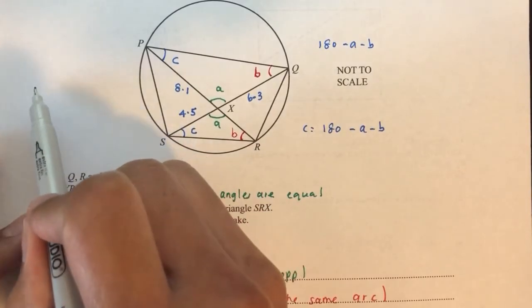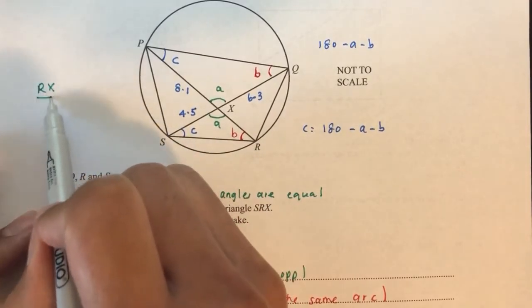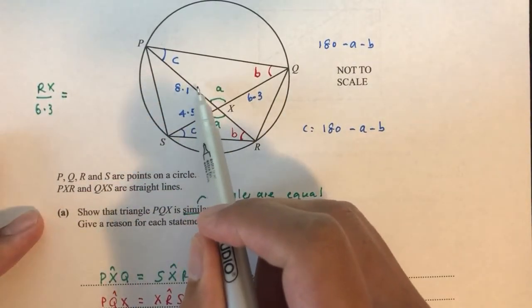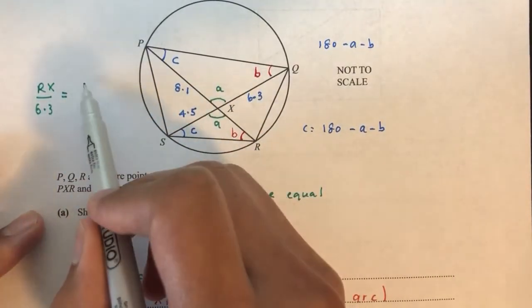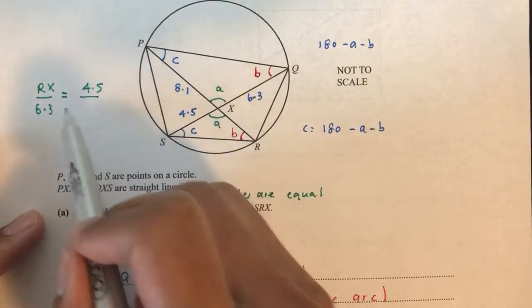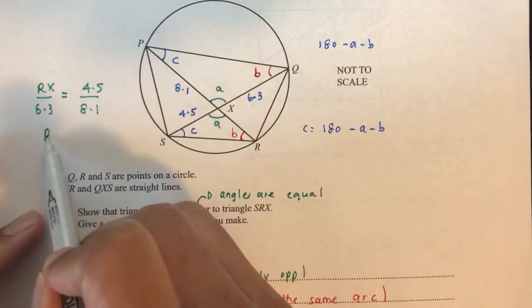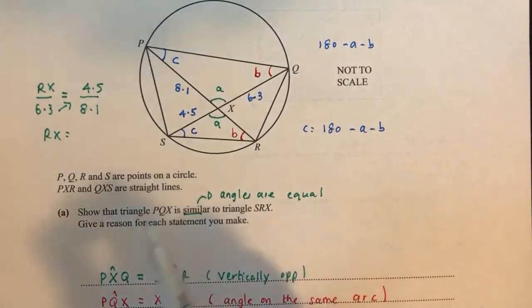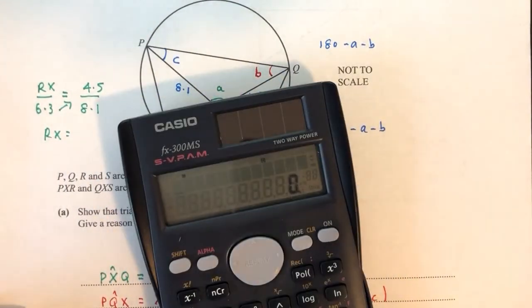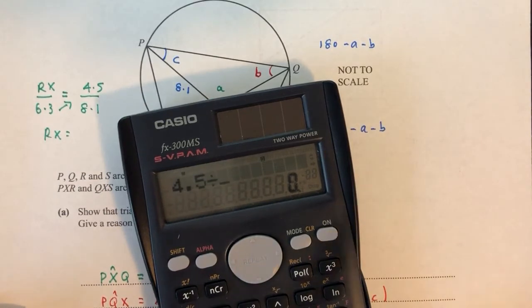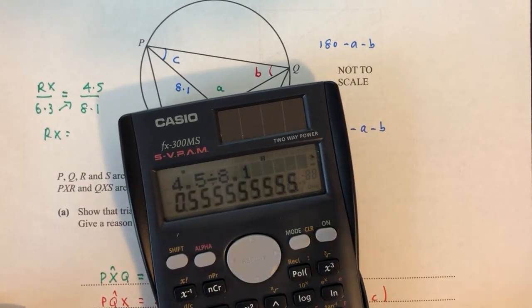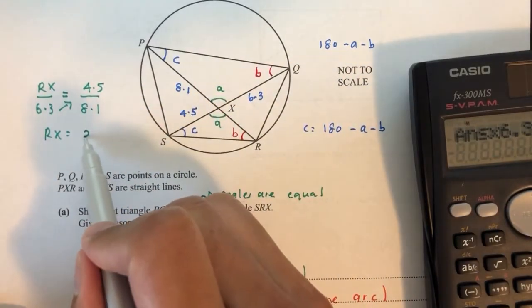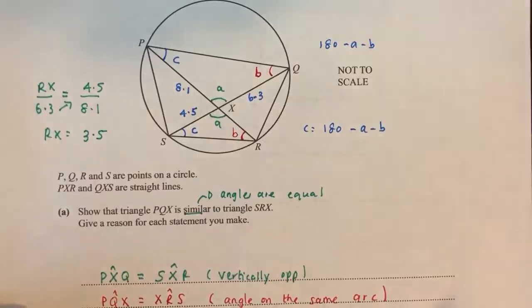So we say Rx over 6.3 is equal to, this is the side opposite B, so B will be 4.5 over 8.1. So Rx will be, we have to bring this here. We can use our calculator. So we get 4.5 divided by 8.1 times 6.3. That will be 3.5. Rx will be 3.5 centimeters.